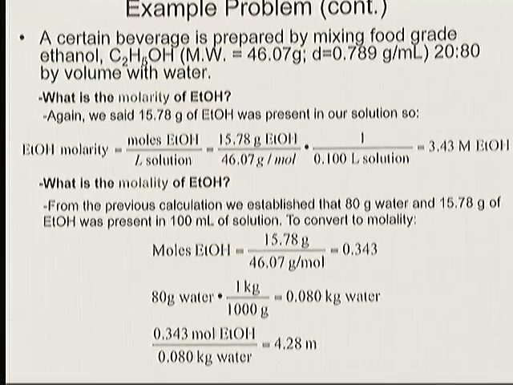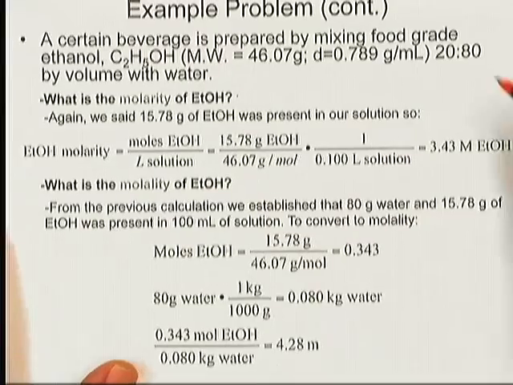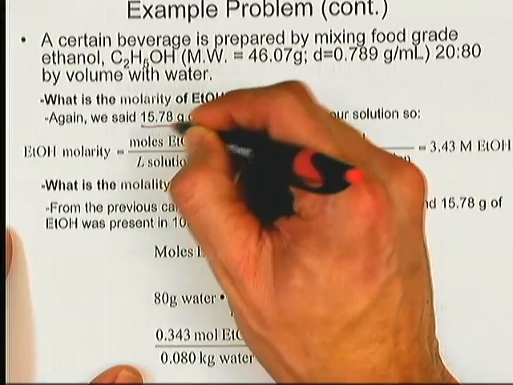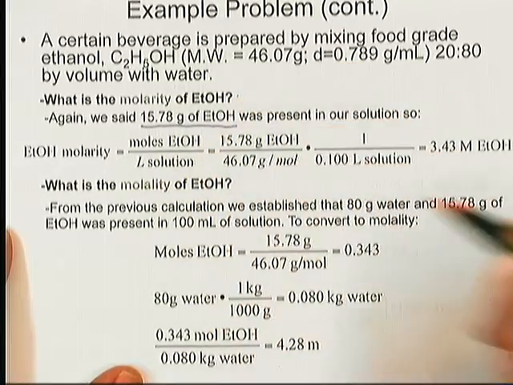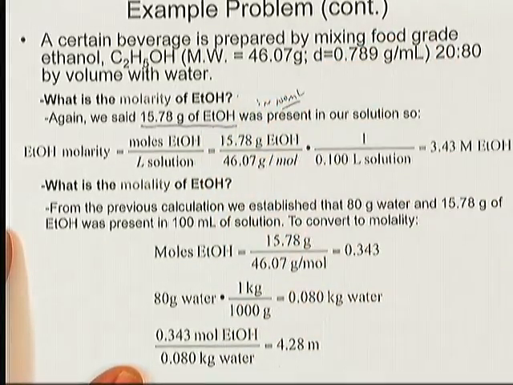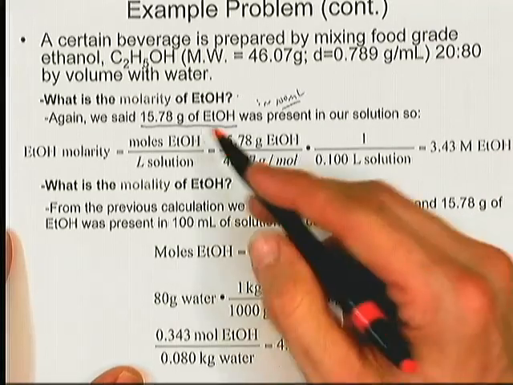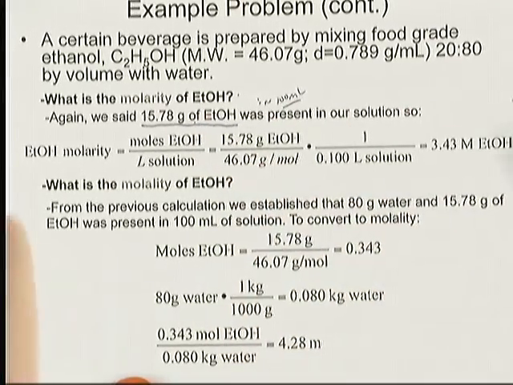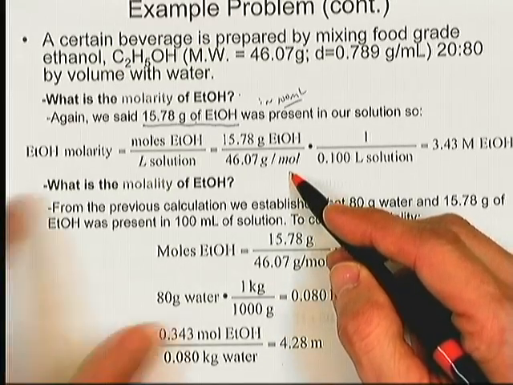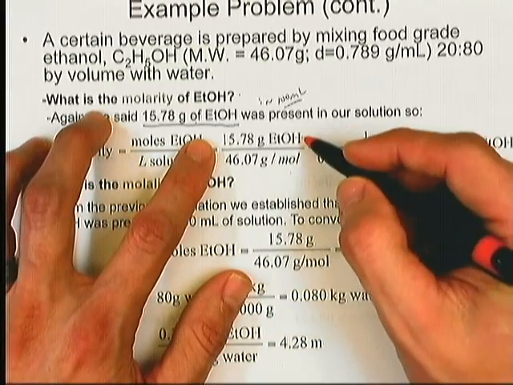What is the molarity of the ethanol in this same mixture? Well, on the previous page, we said that this was the mass of the ethanol that we used in 100 milliliters of solution. So all we need to do is take that mass and convert it to moles by dividing by the molar mass of the ethanol. So that's easy enough done. And you can see I've done that here in this step.